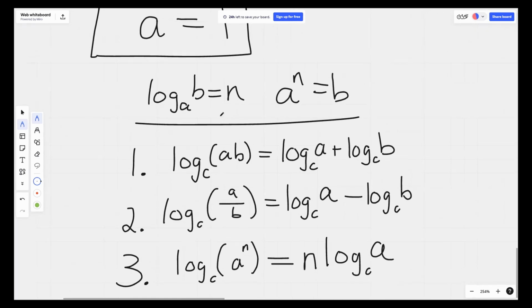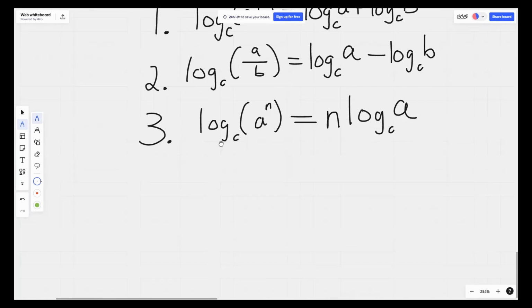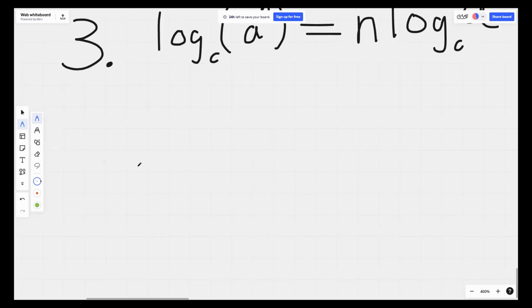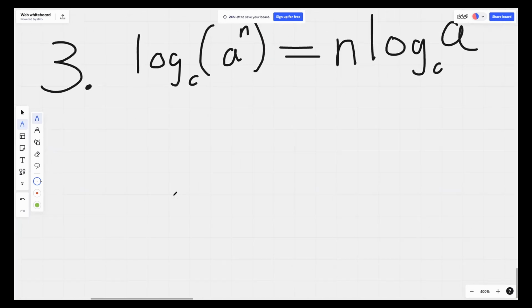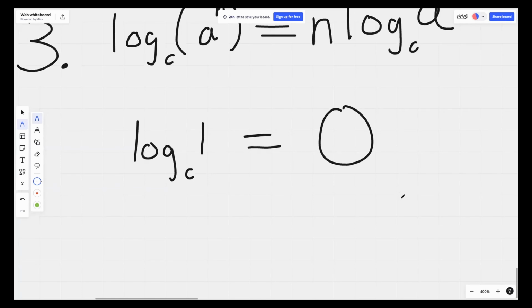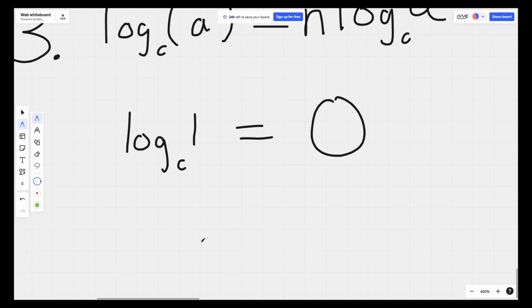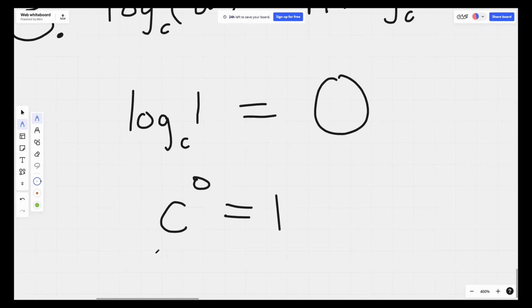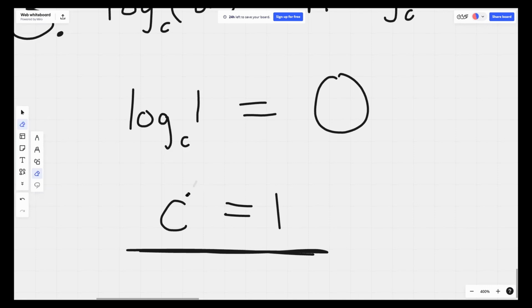If anything, I would just recommend knowing this very first, the very definition of a logarithm, just in case that comes up. All right. And just like anything to the power of 0 is 1, the log base anything of 1 is 0. Why? Well, it comes directly from the exponent property that anything to the 0 is 1, right? Because if we want to solve this, it would be c to the 0 equals 1. And this is true for any c. So that's why this property is true.